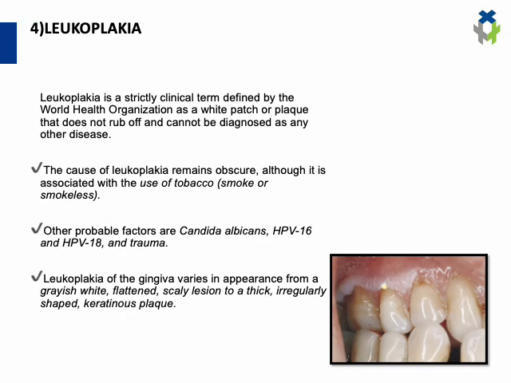Leukoplakia is a strictly clinical term defined by the World Health Organization as a white patch or plaque that does not rub off and cannot be diagnosed as any other disease. The cause of leukoplakia remains obscure, although it is associated with the use of tobacco. Other probable factors are Candida albicans, HPV-16 and HPV-18, and trauma. Leukoplakia of the gingiva varies in appearance from a grayish-white flattened, scaly lesion to a thick, irregularly shaped keratinous block.